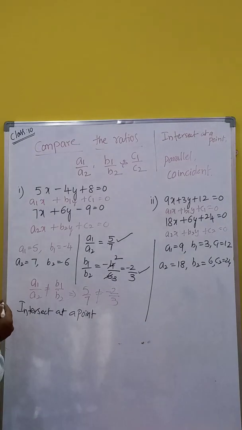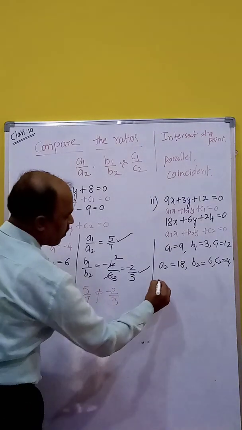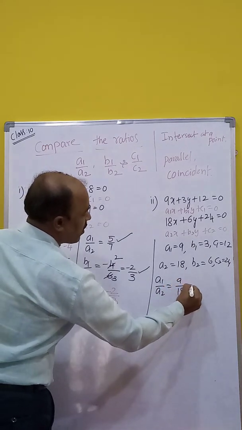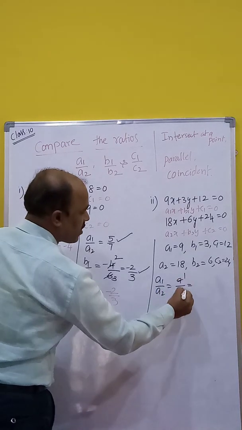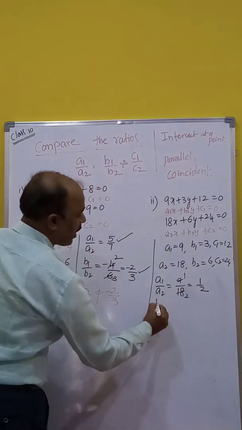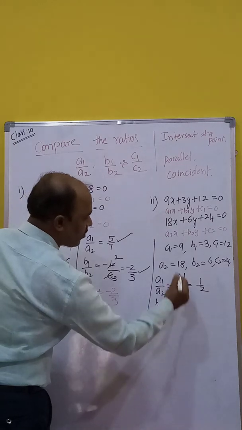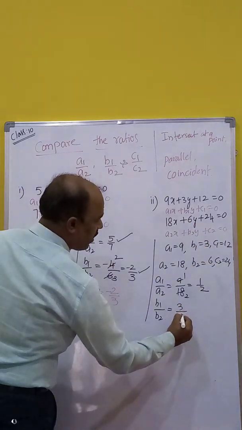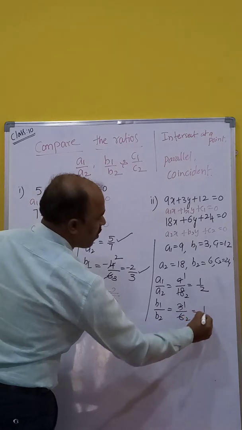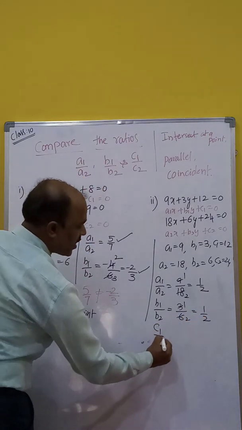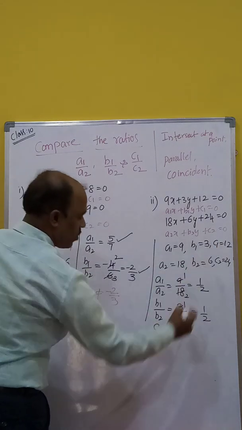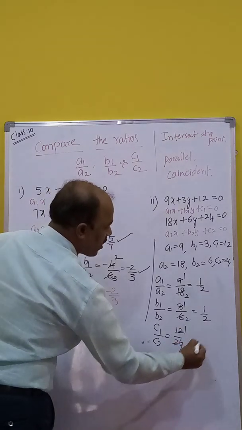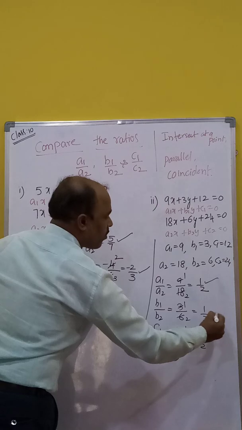Now compare the ratios. a1 by a2: a1 is 9 by 18. 9 ones are 9, 9 twos are 18. It's 1 by 2. Next b1 by b2 is 3 by 6. 3 ones, 3 twos. Here also 1 by 2. And the last one, c1 by c2: c1 value is 12 and c2 is 24. 12 ones, 12 twos. The answer is 1 by 2.